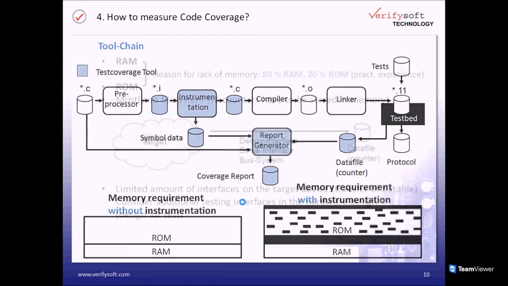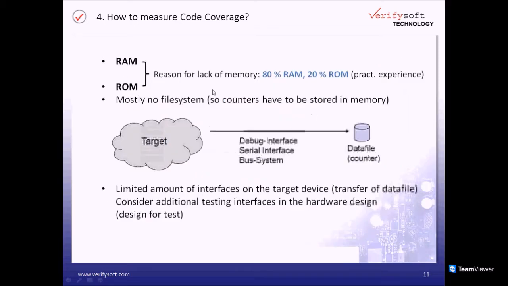So this is, in some situations, something which can lead to not being able to put in instrumentation. And with our experience, we can say that for 80% of the lack of memory, it's due to RAM. And for ROM, it's about 20%. So RAM is quite critical for instrumentation and code coverage.